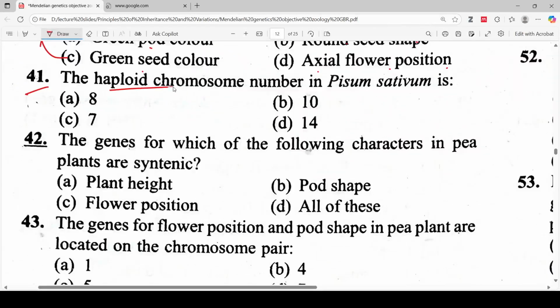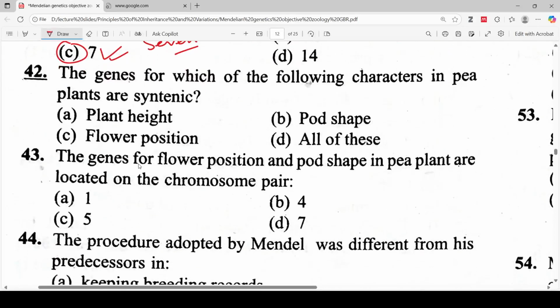The haploid chromosome number in Pisum sativum is 7. The correct answer is option C. Next question. The genes for which of the following characters in pea plants are syntenic.